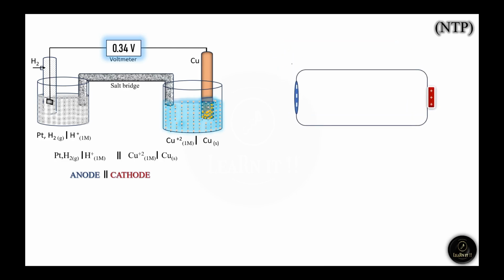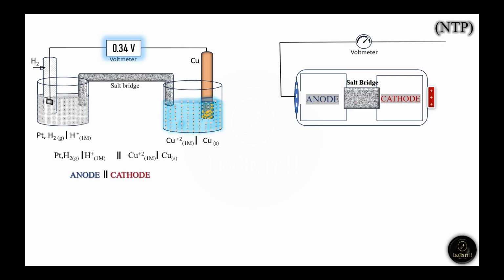If we take the hypothetical cell in which anode is hydrogen, cathode is copper, so if we connect the voltmeter, then it shows the reading of 0.34 volt. So the same cell is represented here. So at the anode there is an oxidation, so hydrogen is converted into H plus ions. It means that hydrogen gas is converted into H plus ions. So the concentration of H plus ions increases.